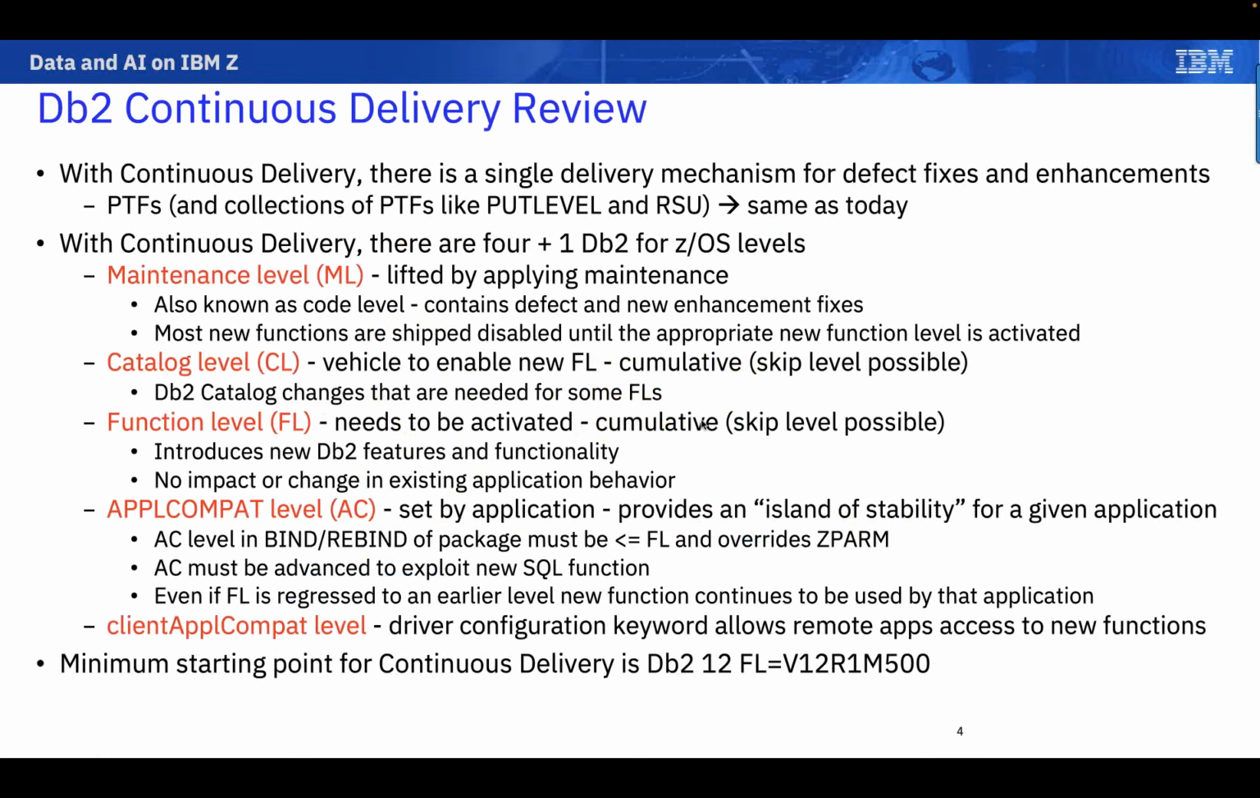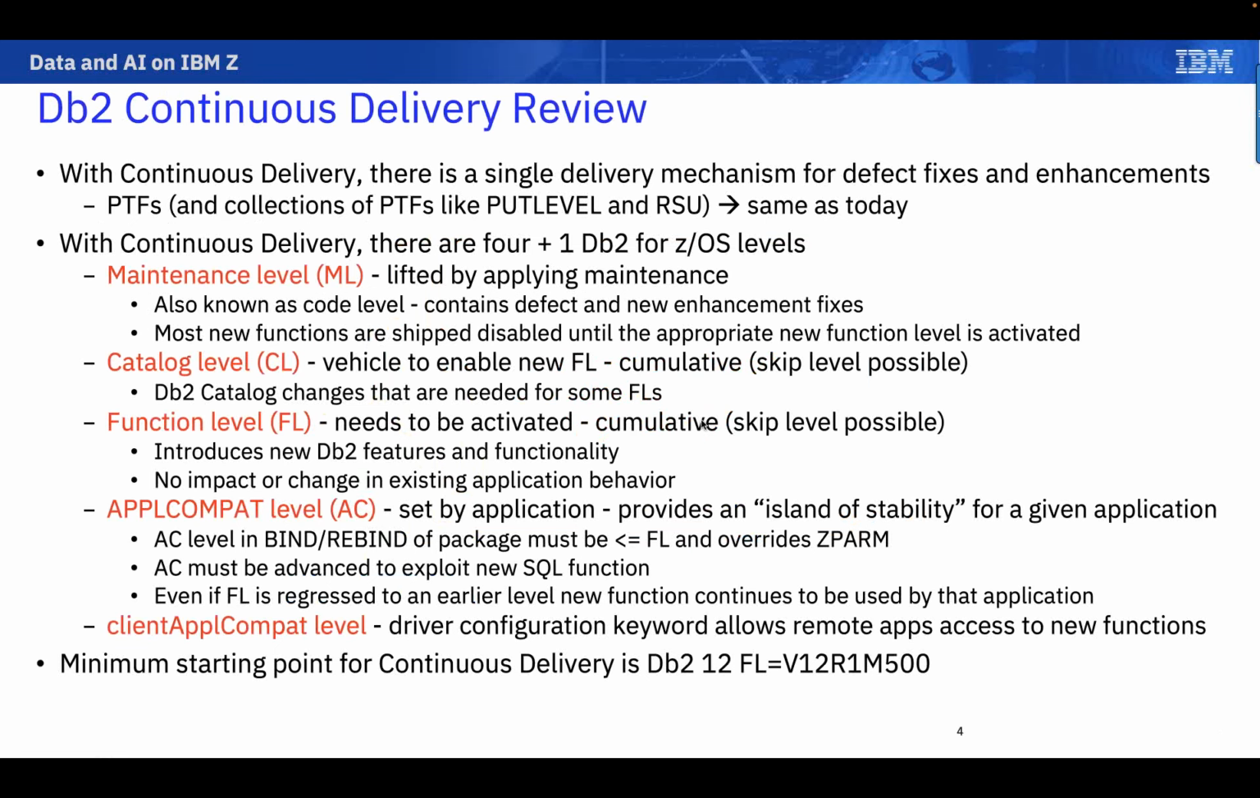And then the fourth level is application compatibility. That's where you have people like Chris Munkin and other people that really want to take advantage of this functionality. The catalog's there, the Db2 new functionality is turned on. And now at the application level, you can turn on application compatibility, whatever function level, say V12R1M504 or M507. And each application then can look at exploiting the new functionality. So it's an island of stability where every application could be different.